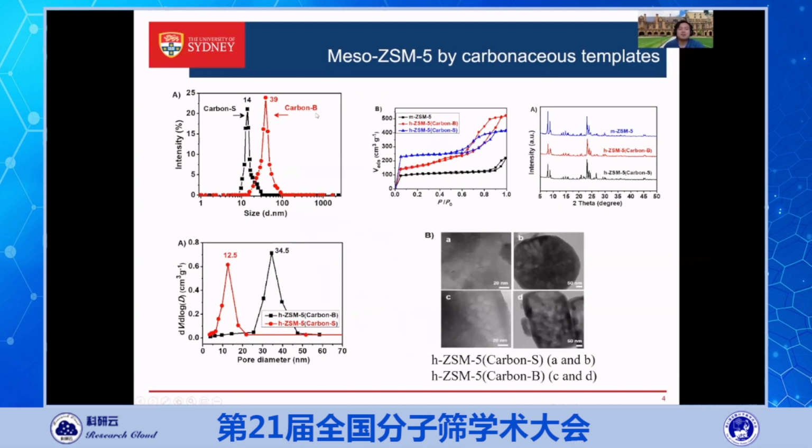Let's have a look at the particle size. The big particle size is around 40 nanometers, 39 nanometers, and the small one around 40 nanometers. After we use these as hard templates for the synthesis, we are able to generate the mesoporosity. After the physical adsorption measurement, we are able to determine the average pore size of this mesoporous ZSM5. For the big one, it is around 35 nanometers, and for the small one, around 13 nanometers. Both are quite close to the size of their template.